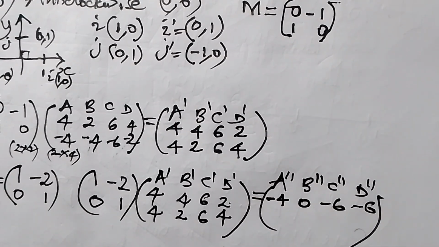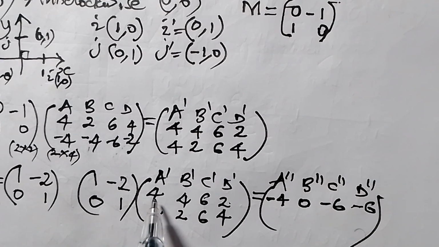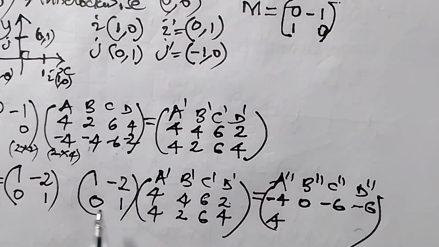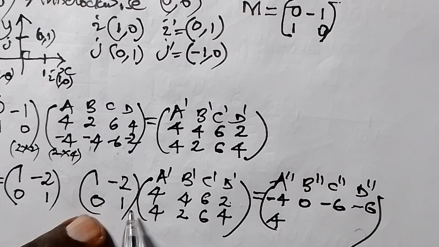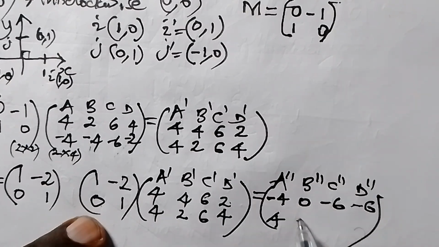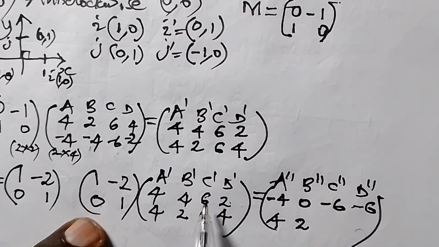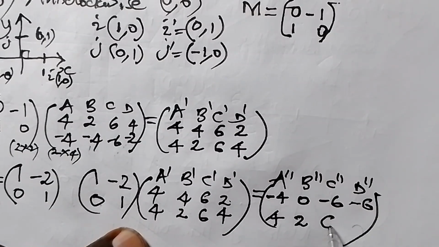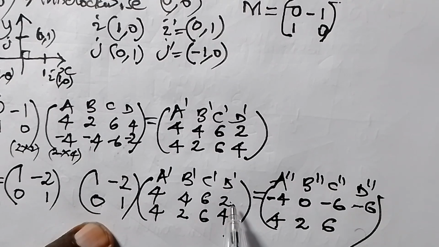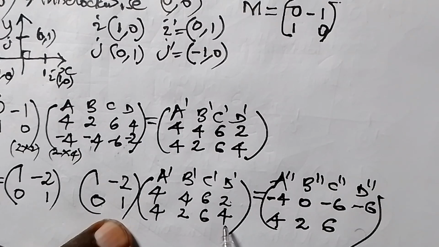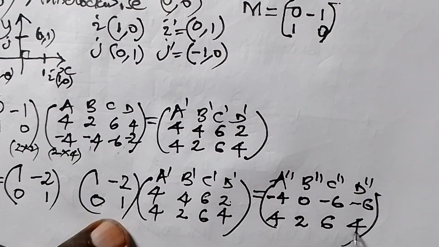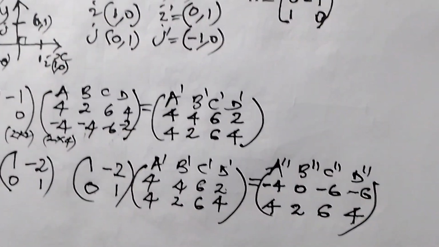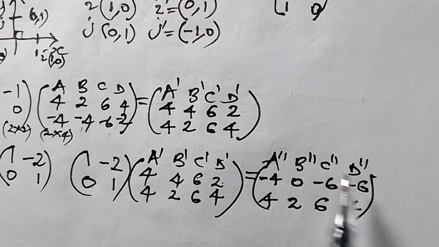And again, the second row, 0 times 4 is 0. 1 times 4 is 4. 4 plus 0 is 4. 0 times 4 is 0, 1 times 2 is 2. 2 plus 0 gives you 2. 0 times 6 is 0, 1 times 6 is 6, 6 plus 0 gives you 6, and 0 times 2 is 0, 1 times 4 is 4, 4 plus 0 gives you 4. So we have the points A2, B2, C2, D2.